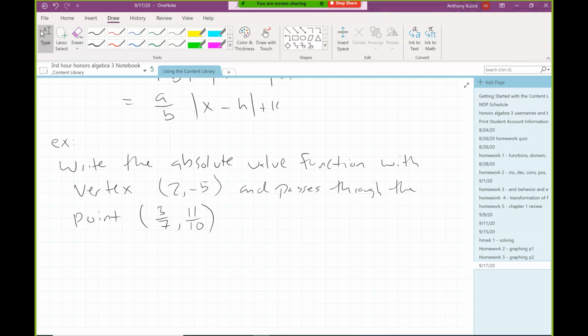Is this problem any different than the one that we just did where I give you the graph? No. That's a 2.